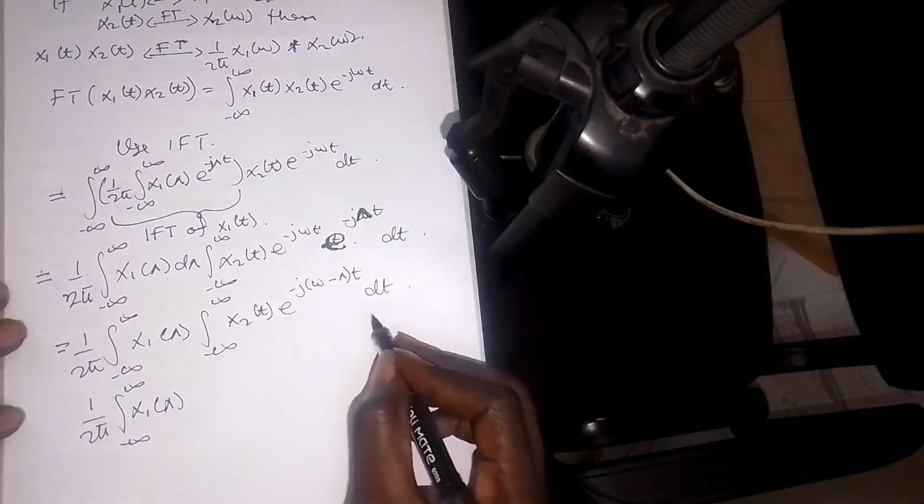You see that basically what I have here is a Fourier transform. So I'm going to have the integral from minus infinity to infinity of X1 of lambda, and here this Fourier transform is X2 of omega minus lambda, in terms of the lambda.